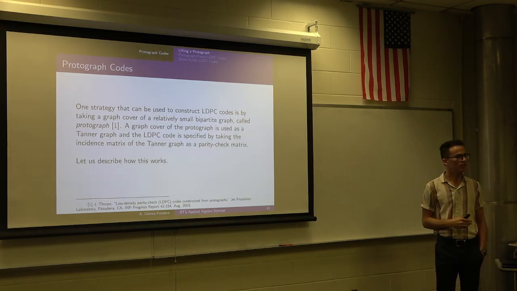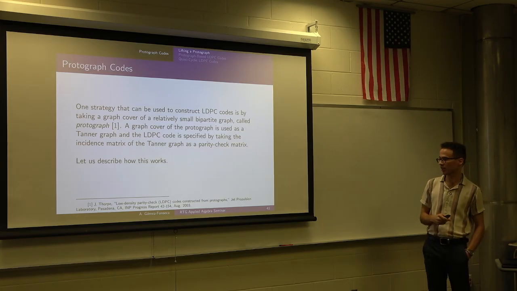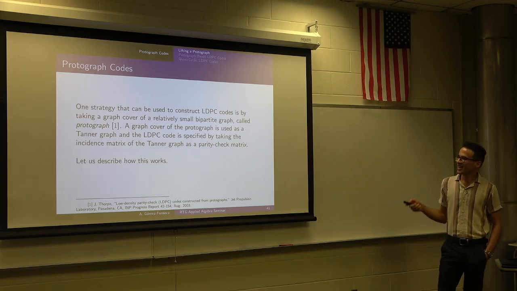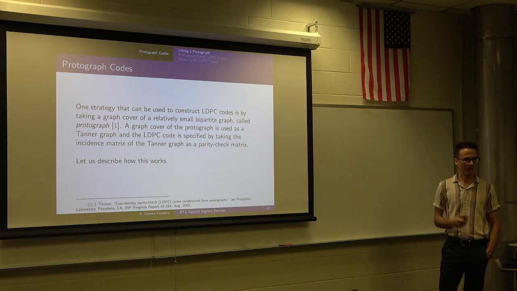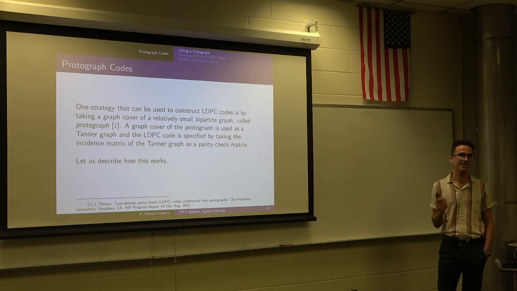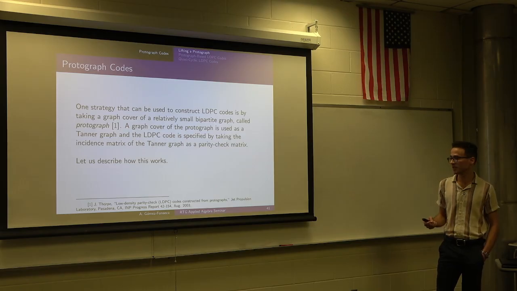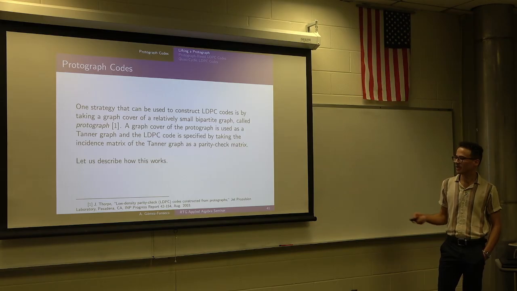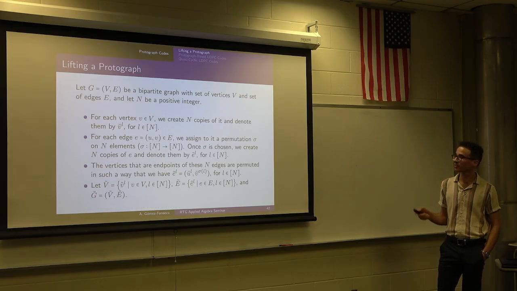The other strategy is an algebraic construction strategy, and this one is about taking a graph cover of a relatively small bipartite graph that we call the product graph. And that graph cover of the product graph is what we take as the Tanner graph of our LDPC code. And the incidence matrix of this Tanner graph is the parity check matrix of the LDPC code. So let me describe how this works.